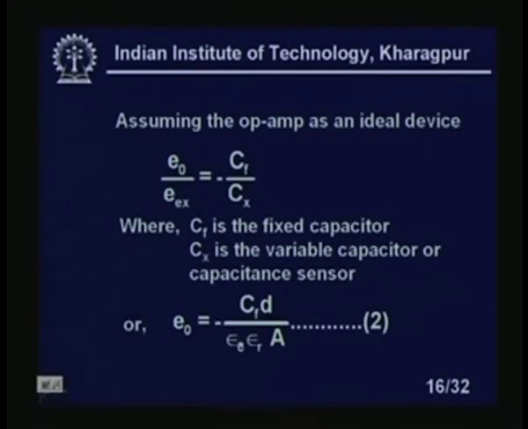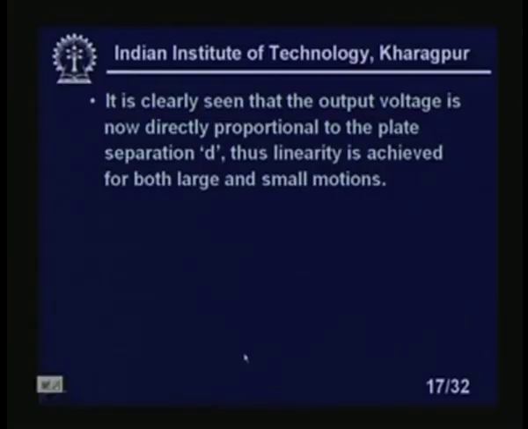But obviously, if I want to vary A, that will not be a very good proposition, because in this case you will find the output voltage is inversely proportional to A. But in many situations we will use only D, the separation between the plates, to make our sensor. So, obviously, output voltage will be proportional to D. It is clearly seen that the output voltage is now directly proportional to the plate separation D. Thus, linearity is achieved for both large and small motions.